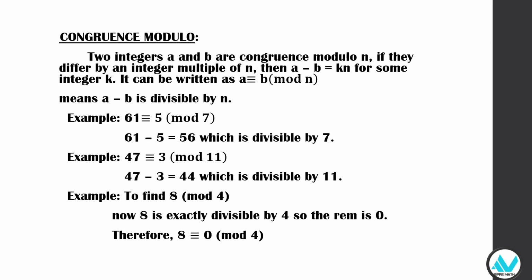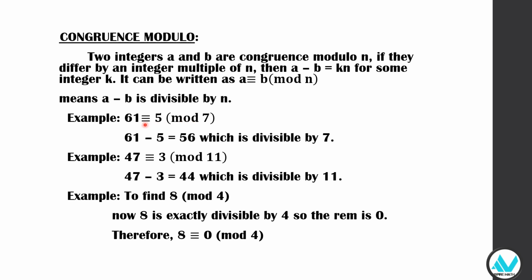Now let us see the definition of congruence modulo n. Two integers a and b are said to be congruent modulo n if they differ by an integer multiple of n, that is a minus b equals kn for some integer k. Now this can be written as a is congruent to b mod n. If I have to put all these things in the very simplest form, a minus b should be divisible by n. That's it.